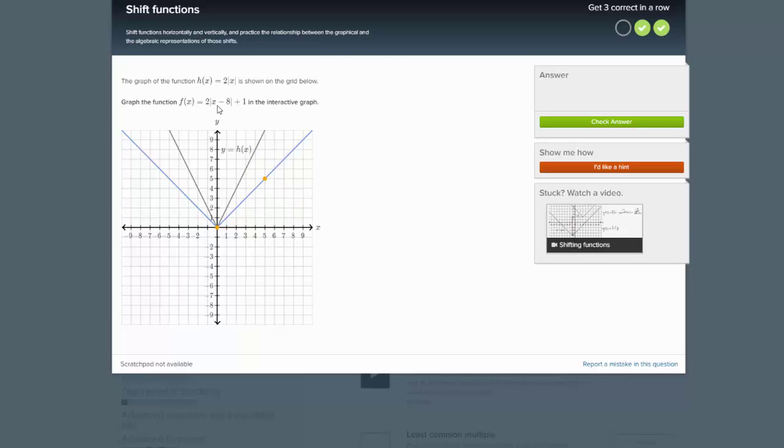Same type of one. Now, see, I have -8 inside my grouping symbol. So let's match this up. So this says shift right 8, because remember we have to change a sign, up 1. So let's go right 8, up 1. 1, 2, 3, 4, 5, 6, 7, 8, up 1.